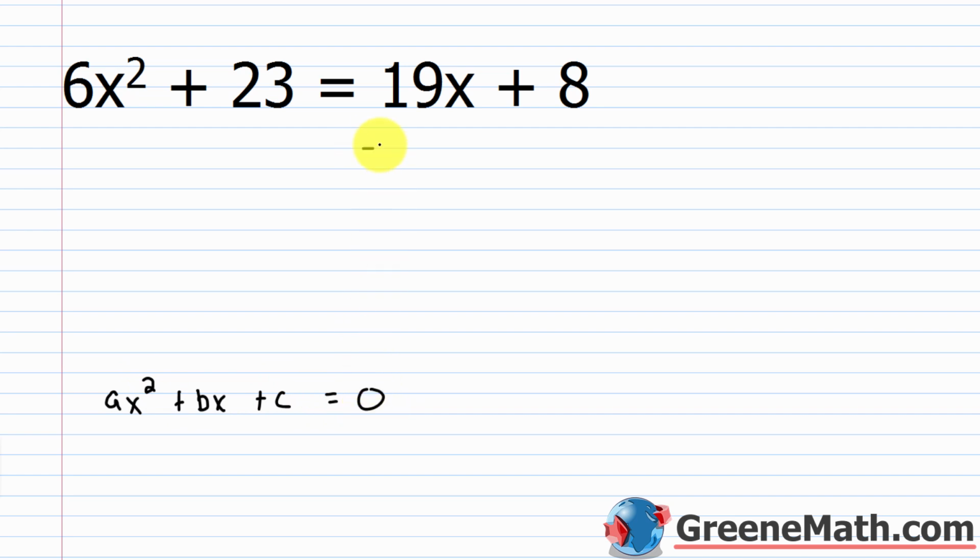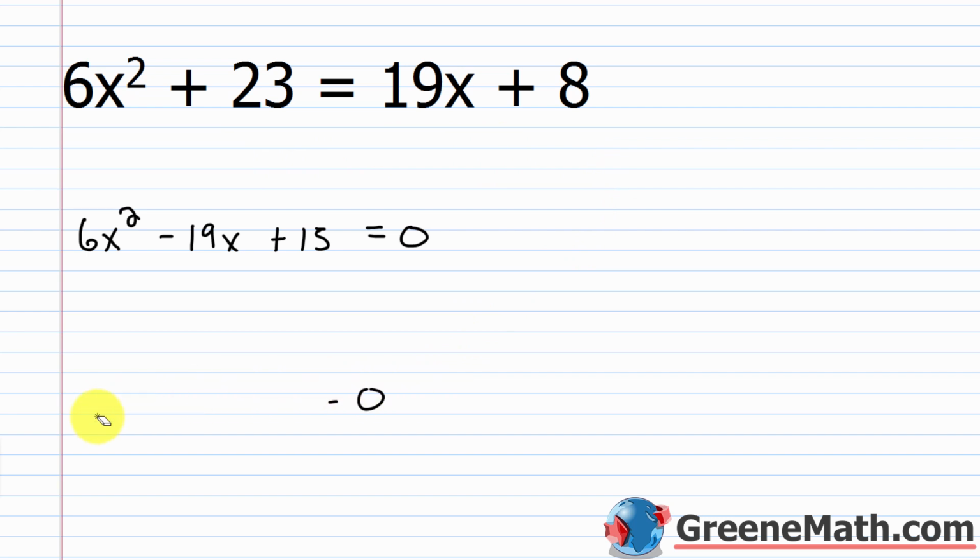So what I do here is subtract 19x away from each side, and I'd also subtract 8 away from each side. So when I do that, I'll have 6x squared minus 19x, and then I have 23 minus 8. That's going to give me 15, so plus 15. And then this equals 0. I can erase all this, and I can erase this. So now it's in standard form, and all I want to do is factor the left side and set it equal to 0.